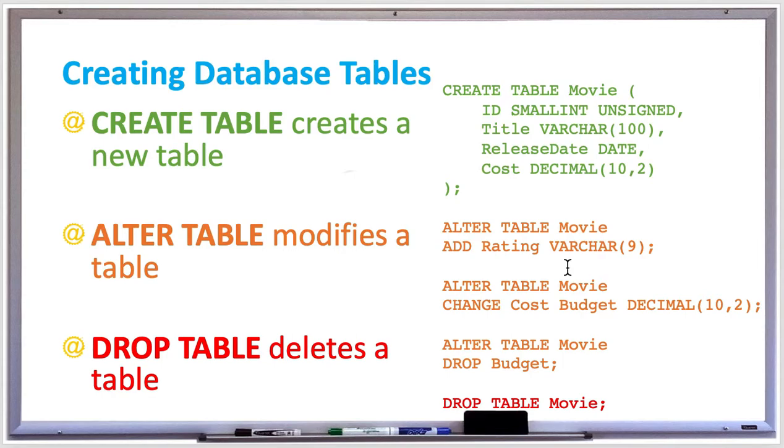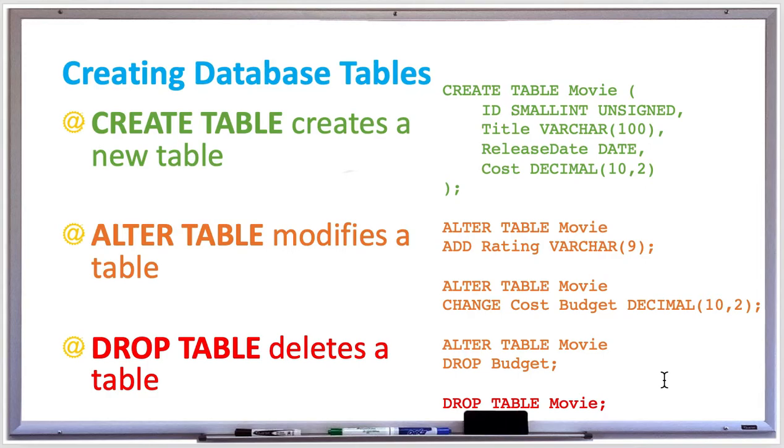You could also rename a column, like let's say you wanted to change the column name cost to budget. That seems like it makes a little bit more sense, right? So alter table movie, change cost, budget, and specify the number of decimal places. And if you just wanted to drop the column entirely, alter table movie, drop budget. And if you wanted to delete the entire table and all the data in it, drop table movie.